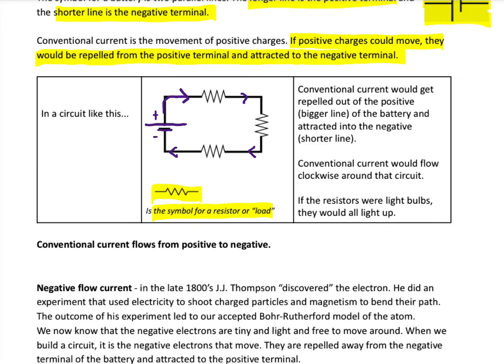If we imagine a world where positives moved, we call it conventional current. And the conventional current, in this particular one with the battery that way, the positive current would go clockwise, pushed out of the big terminal, loop around, and back into the battery at the negative terminal. If we pretend that all those resistors, those loads, are light bulbs, then all those light bulbs would light up.